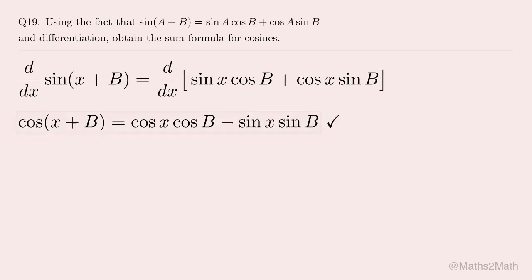The left side gives cosine of x plus b. The right differentiates term by term. That is the cosine sum formula.